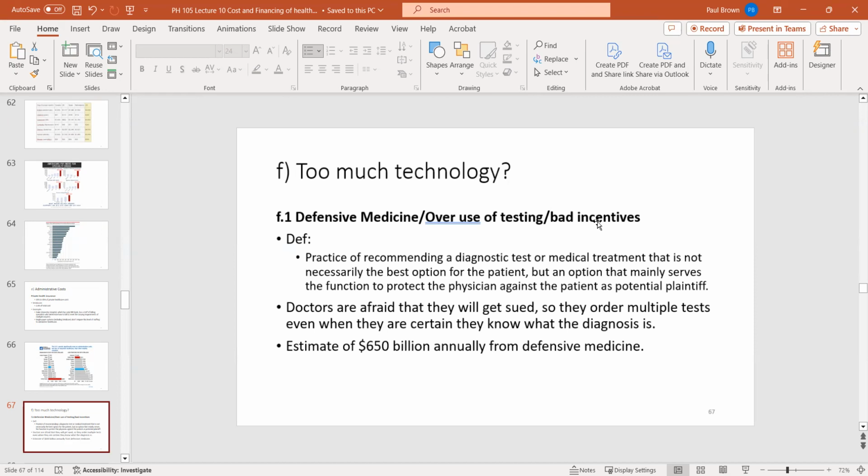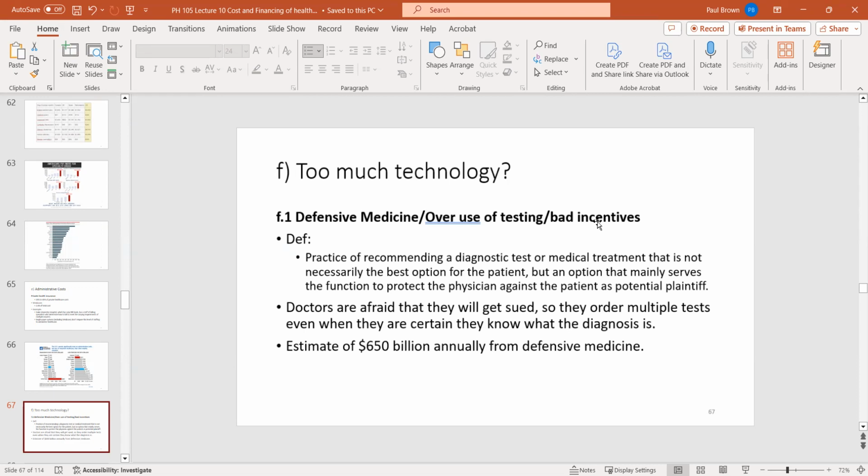So in other countries, you don't sue. Here you sue. So it's the threat of being sued which causes them to say, well, even though I don't think you have a TBI, let's go ahead and get you an MRI anyways. And so you start to use other types of testing as a way of protecting yourself against being sued. That's what defensive medicine is.